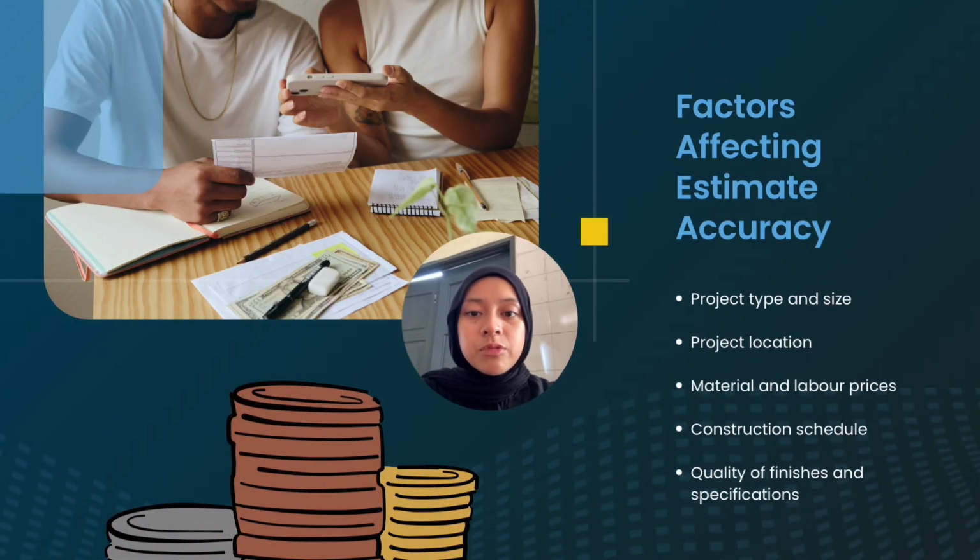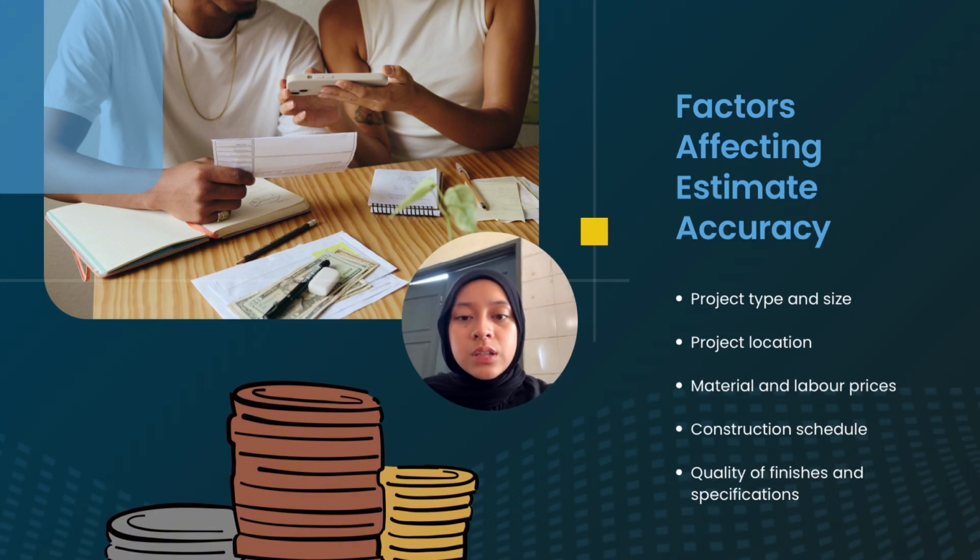Several factors influence the accuracy of an approximate estimate. These include the project type and size, the project location, current material and labor prices, the construction schedule, and the quality of finishes specified for the project. Therefore, using updated market information and reliable cost data is important to produce a more accurate estimate.